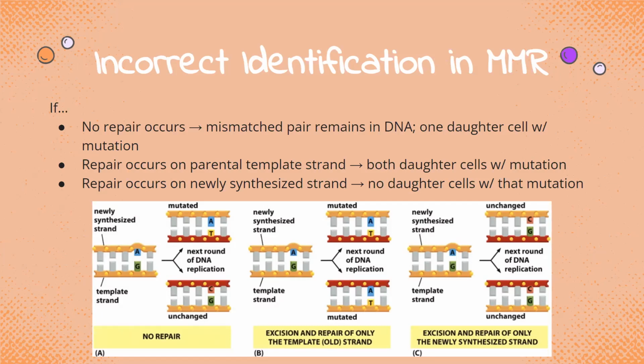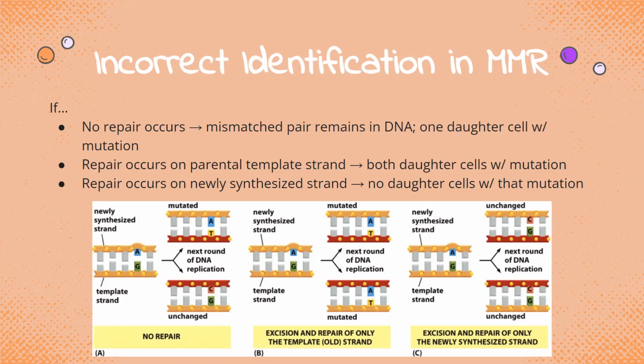And so basically, if you are doing MMR, but you can't tell which one is which, 50% of the time, you'll have a cell that will end up with the mutation, and 50% of the time, you won't have a cell that will end up with the mutation. And if you weren't to do MMR at all, you'll end up with a 50-50 shot of having a mutation or not having a mutation. So in the end, they'll just compare equally.